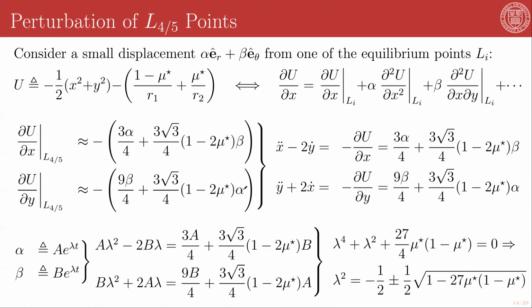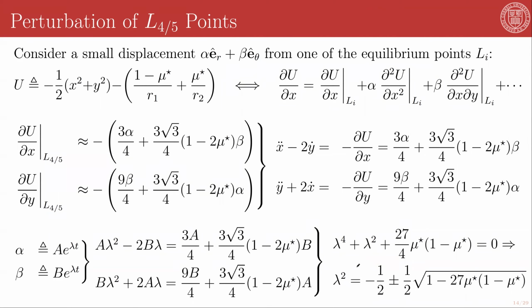If we plug these solutions into these differential equations, we will get these two polynomial forms, which can be solved jointly to give us a fourth order polynomial in lambda of the form lambda to the fourth plus lambda squared plus 27 over 4 mu star times 1 minus mu star is equal to 0. We apply the quadratic formula and solve for lambda squared, and lambda squared must be negative 1/2 plus or minus 1/2 times the square root of 1 minus 27 mu star times quantity 1 minus mu star.